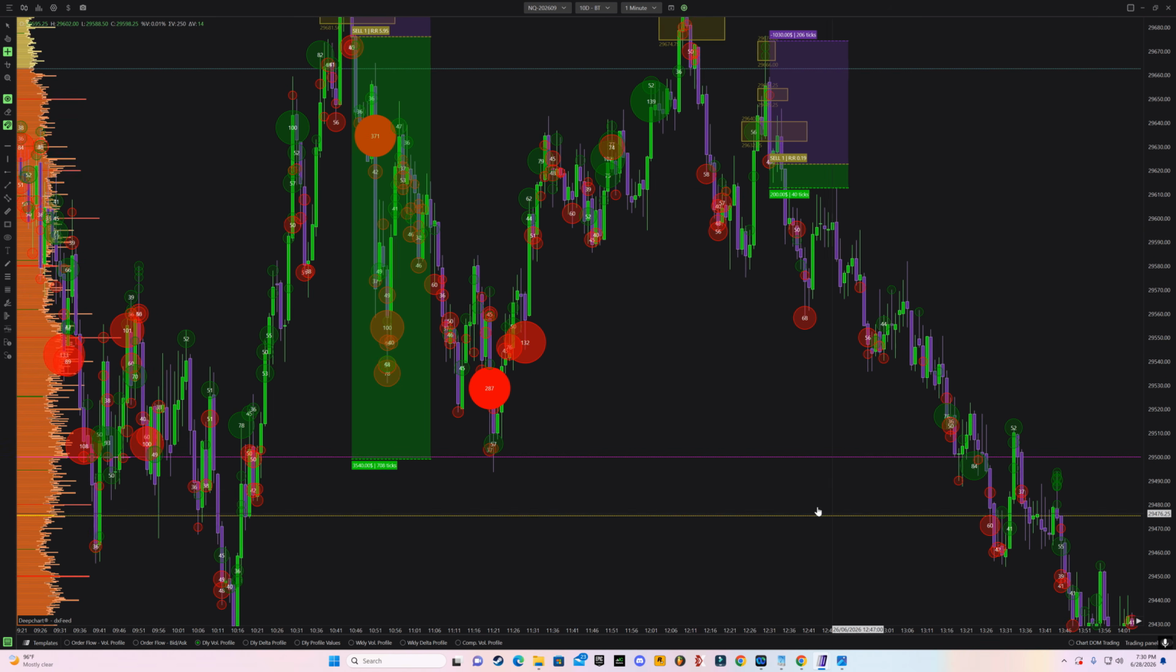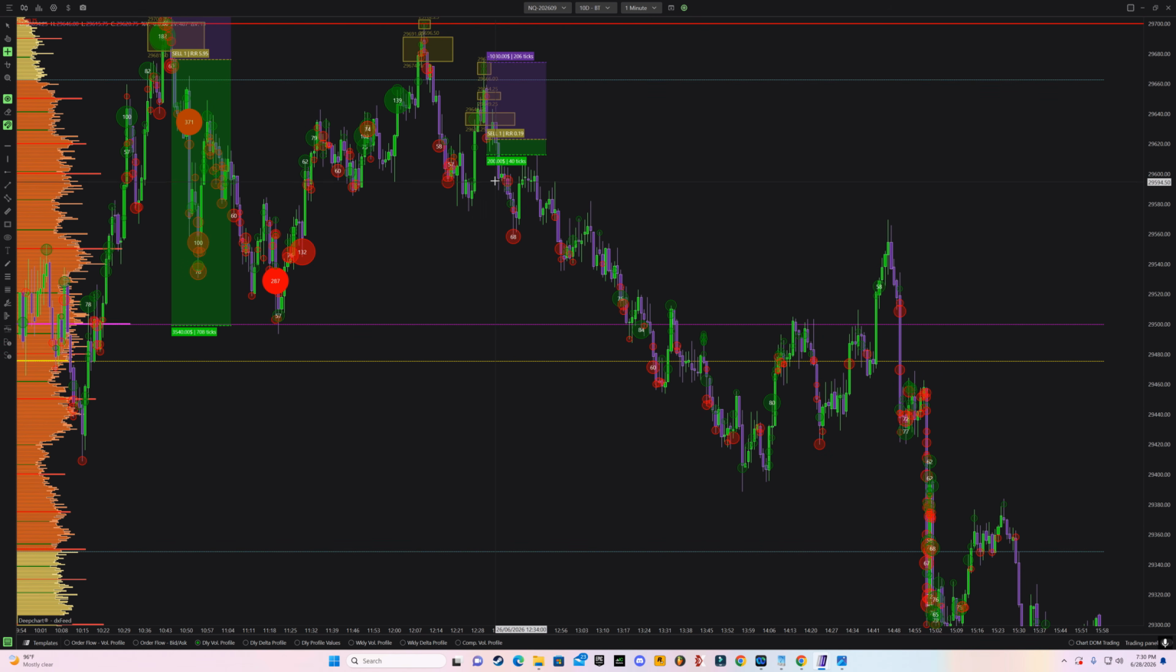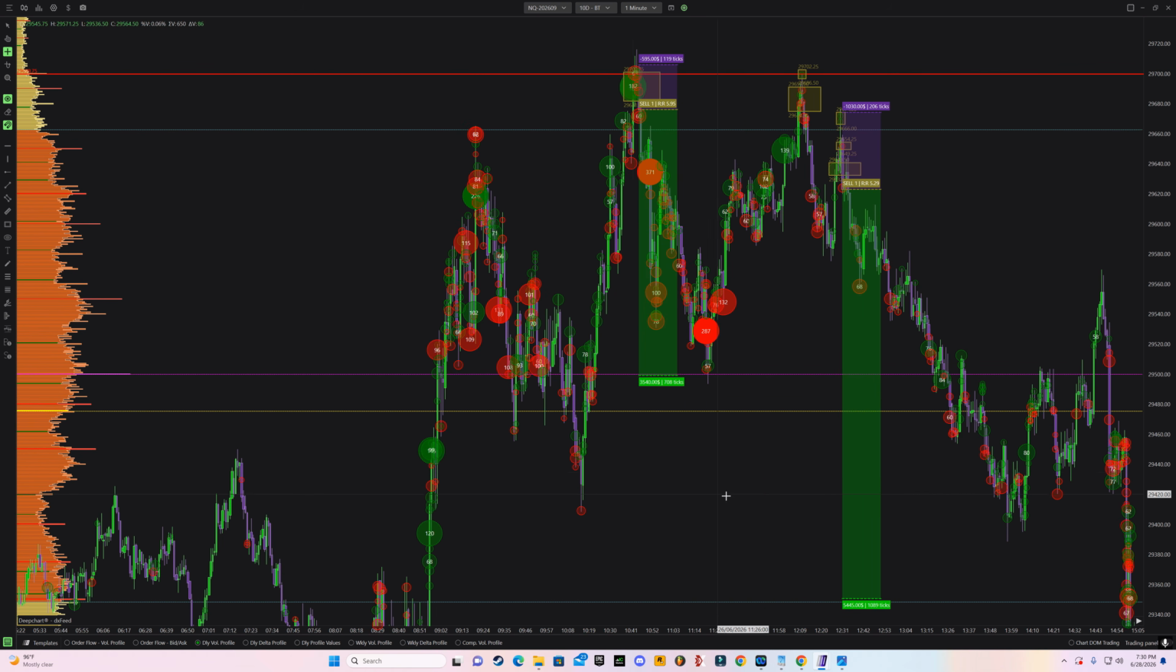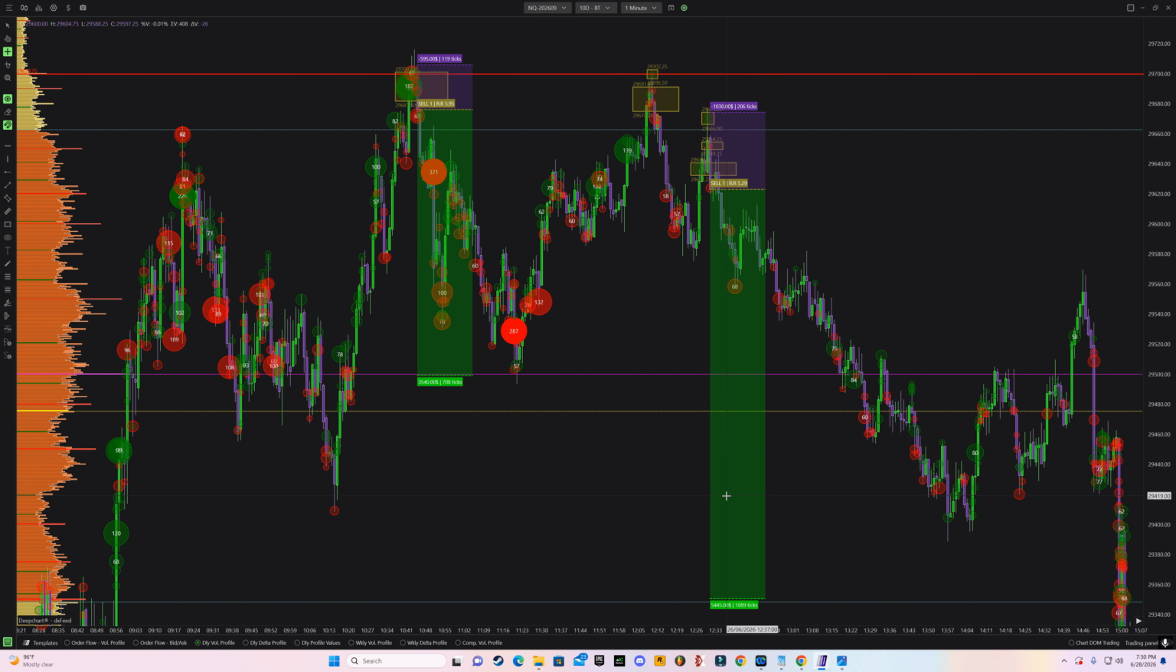And again, you could have targeted the value area low, and you could have added in, and this would have given you more. So look at these three trades just using this simple trading strategy, guys. Let me give you guys another example.